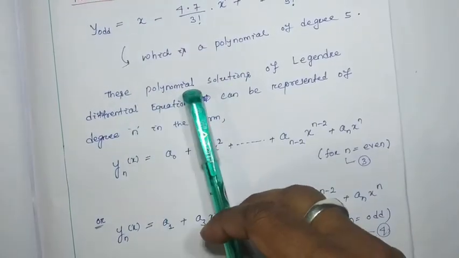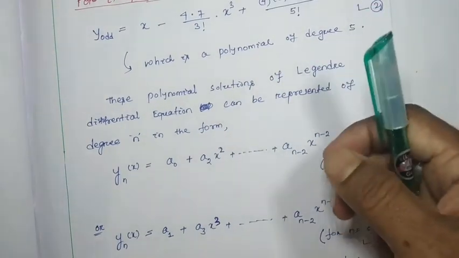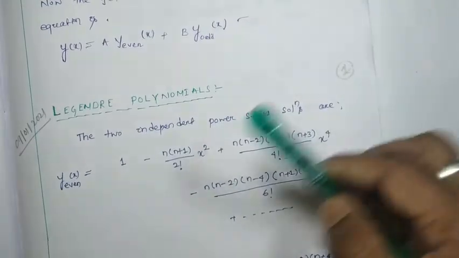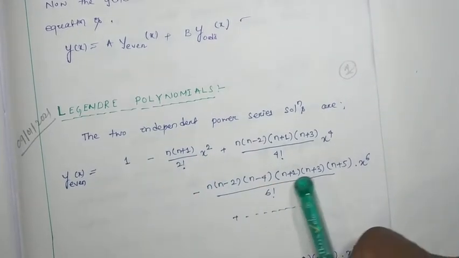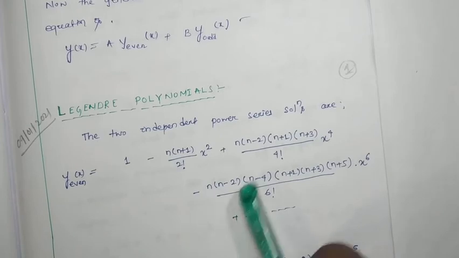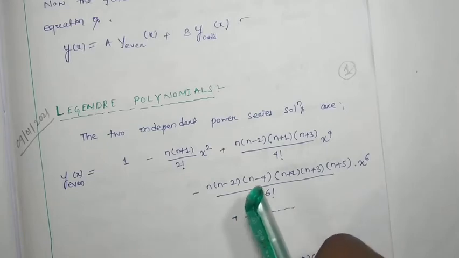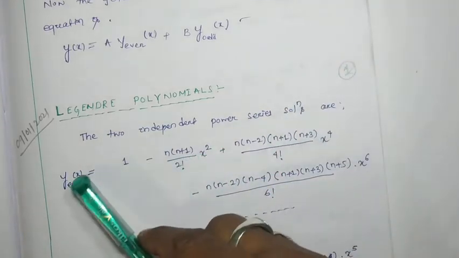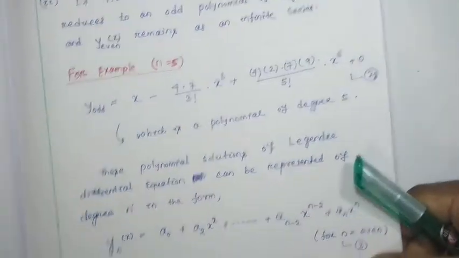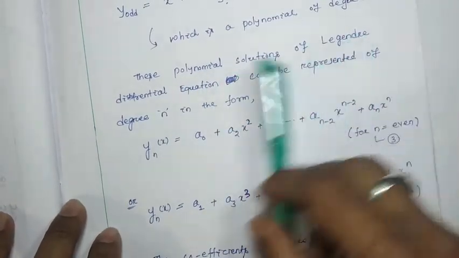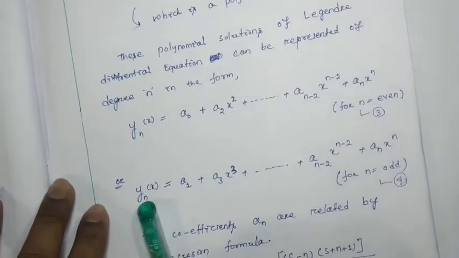Now for these polynomial solutions, you can check if we consider n equal to 5, whether y even remains infinite or not. If n equal to 5, that is odd, then there is no n minus 5 term. And so on, whatever term you consider, there is no n minus 5 term. So hence y even will be an infinite series. Now, these polynomial solutions of the Legendre differential equation can be represented with degree n in the form of this one or this one.